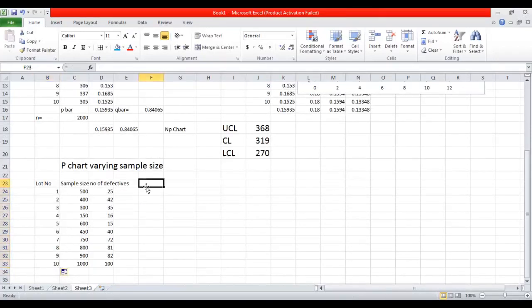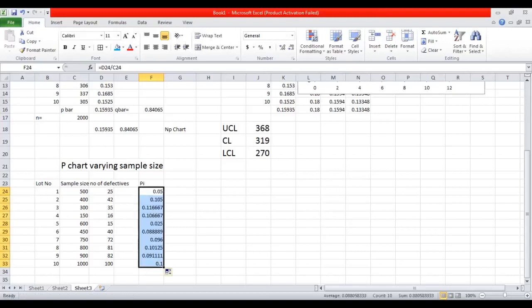Here D value and sample size are given. So we have to find the PI values. What is the formula for PI? DI by N, which is equal to DI by the corresponding N value, which is 500. So PI value we get is 0.05. Similarly, you can apply the same formula for all the different samples.